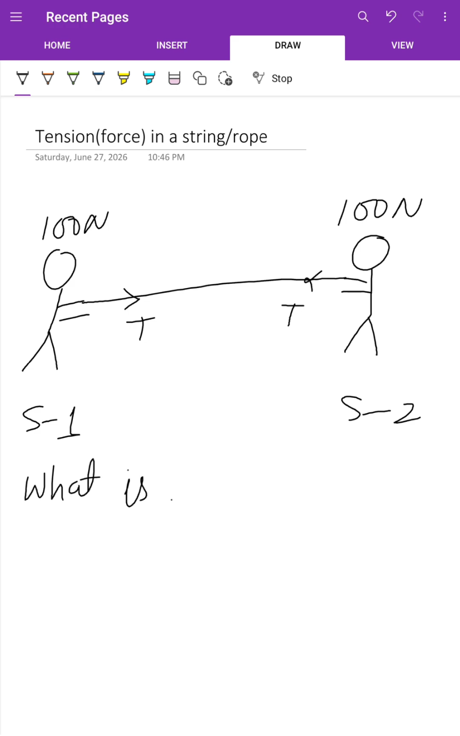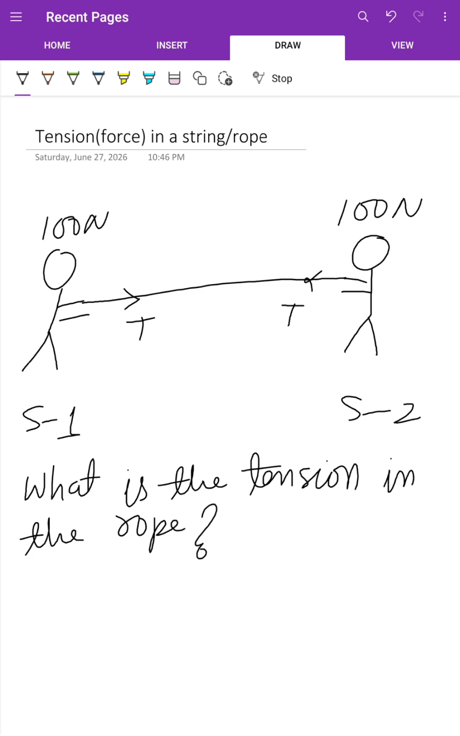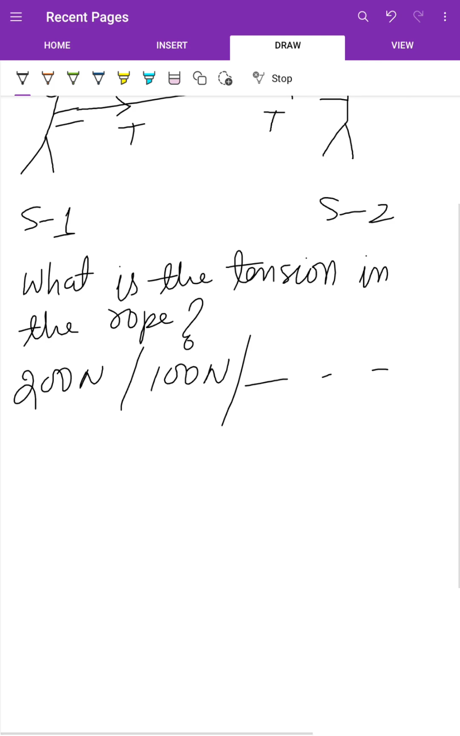What is the tension in the rope? Some students immediately say it's 200 Newton, some say it's 100 Newton, some say something else, etc. So before finding what the value of T actually is, let's understand what tension actually means in the string.